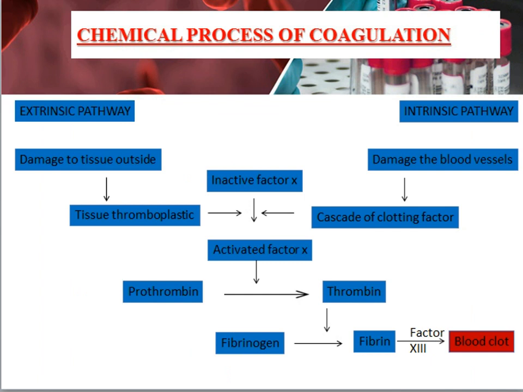Next is the chemical process of coagulation. First is intrinsic, second is extrinsic, and third is the common pathway. The extrinsic pathway is damage to tissue outside, the intrinsic is damage to the blood vessels inside. Firstly, the tissue thromboplastin and a cascade of clotting factors convert the inactive factor 10 into activated factor 10. In the next step, activated factor 10 converts prothrombin to thrombin. Thrombin again converts fibrinogen to fibrin, and the fibrin forms the blood clot.